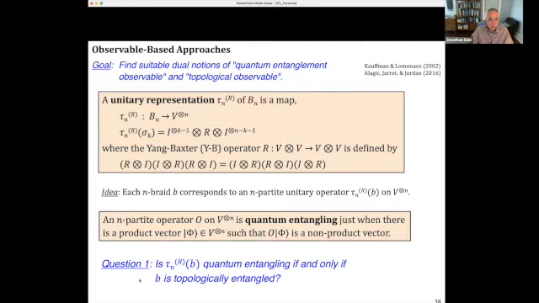So now we can formulate the following question. Is a unitary representation of a given n-braid B quantum entangling if and only if the n-braid is topologically entangled? If the answer to this is yes, then this is a way of establishing a duality between topological observables and quantum entanglement observables. But the answer to this question turns out is again no.